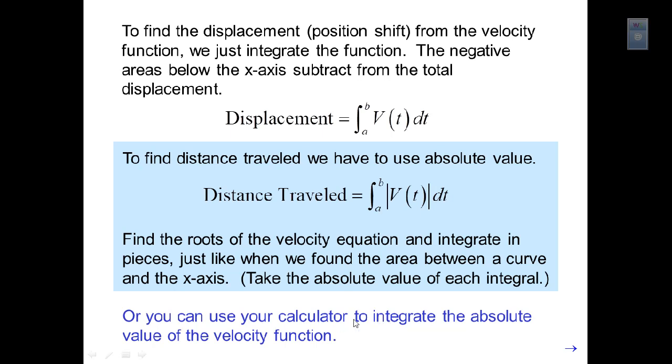Or you can just use your calculator to integrate the absolute value of the velocity function. You can do absolute value. It is in the catalog, but you've got to actually put that inside your integral. Don't do the absolute value after the fact. You want to do the absolute value inside the integral on your calculator, so it's taking the absolute value as it goes along and adds all the parts up. Now, we're going to look at one of these in just a second. So if that doesn't quite make sense, it'll make a little more sense when we see an example.